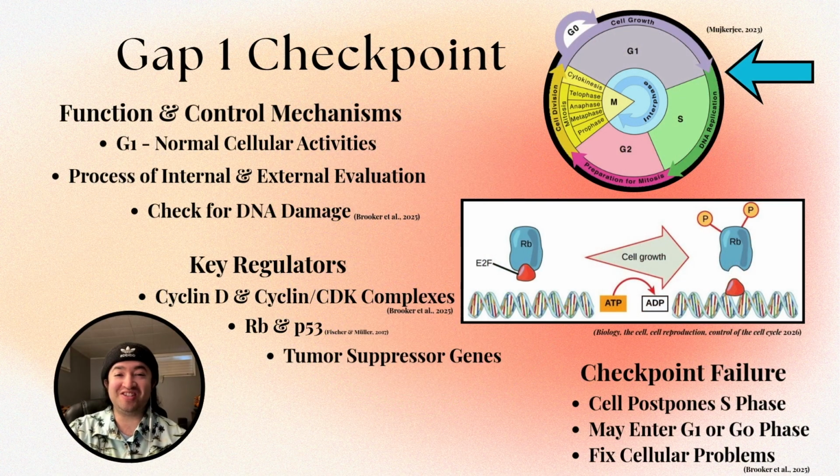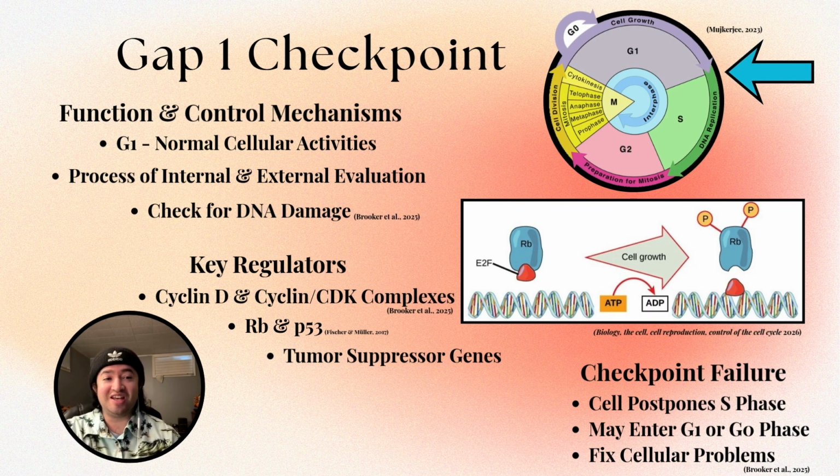Now, we're talking about the gap 1 checkpoint, or the G1 checkpoint. In this presentation, we'll be focusing on the G1 phase and the G1 checkpoint, which is also called the restriction point. During the cell cycle and during interphase, there are three internal checkpoints that help ensure that only healthy cells are replicated. One of these checkpoints is found before the transition from the G1 phase to the S phase, as shown in the picture on the upper right and where the blue arrow is pointing. That's where the G1 checkpoint is.